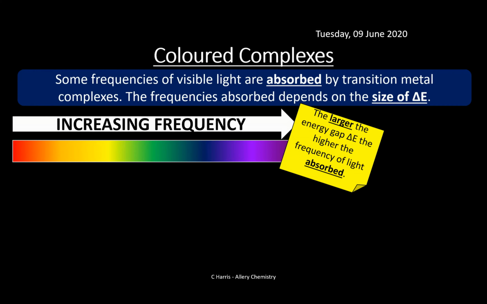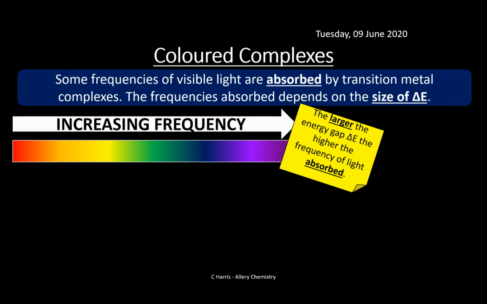Now, if you do physics, this might be quite straightforward, but basically this is the spectrum of white light. So if we split white light, we get these colours here. Your indigo and violet colours at the top here have the highest frequency, and your red down at this end has the lowest frequency. So the larger that delta E, that gap that we saw on the previous slide, the higher the frequency of light absorbed. So this is what's absorbed by the complex.